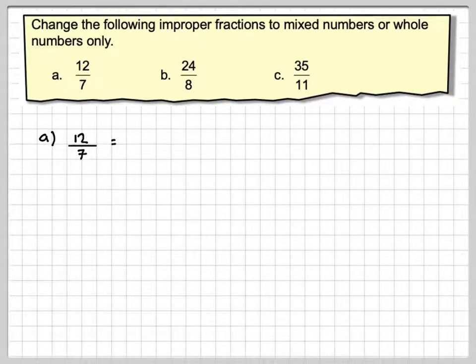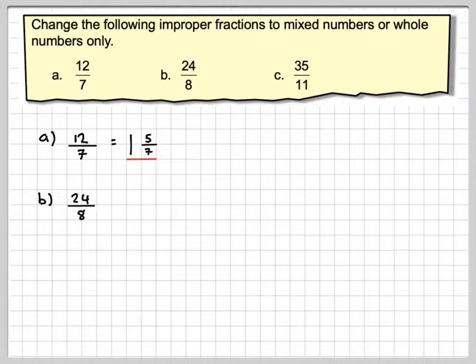many times does 7 go into 12? It goes in 1. Now, what's the remainder? The remainder will be 12 minus 7, which is 5. So write 5, and that's 5 over 7. So 12 sevenths as a mixed number is 1 and 5 sevenths.